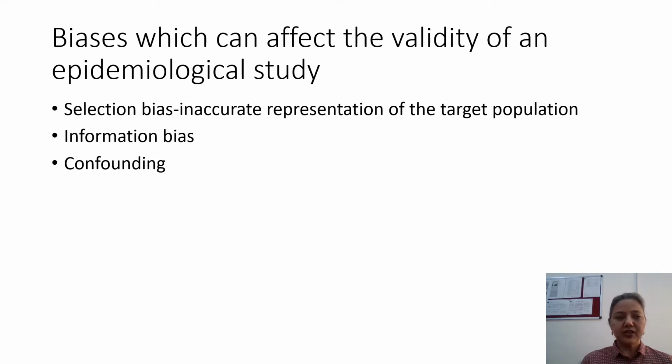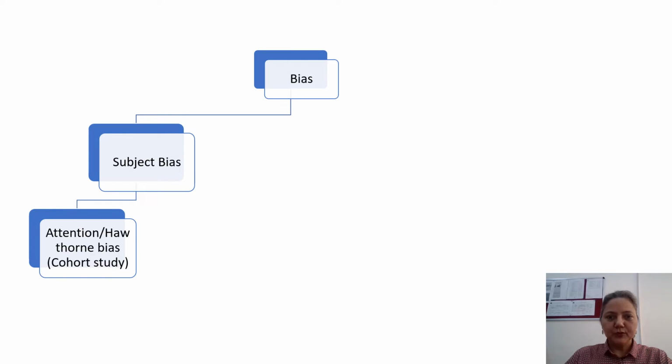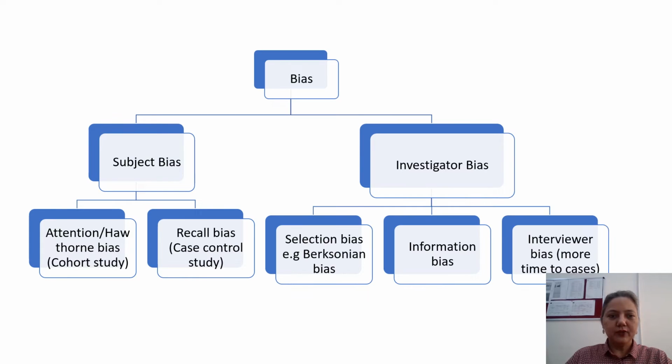So biases which can affect the validity can be classified into selection bias, information bias, and confounding. There can be another way to classify the bias. It can be either subject bias or investigator bias. Subject bias can be further classified into attention bias, or Hawthorne bias, and recall bias.